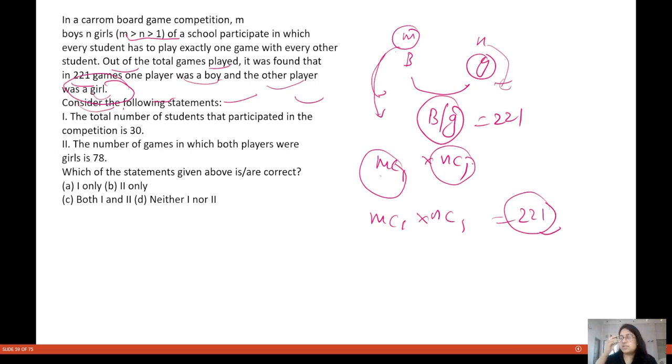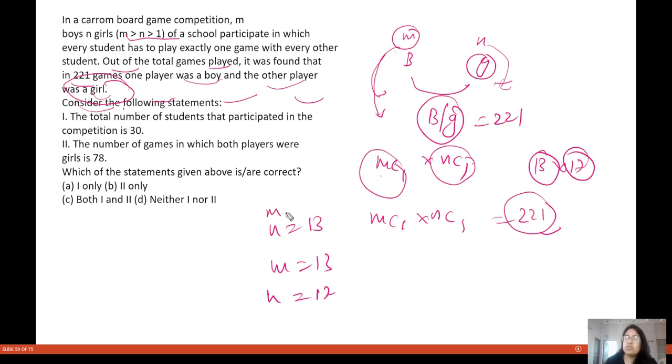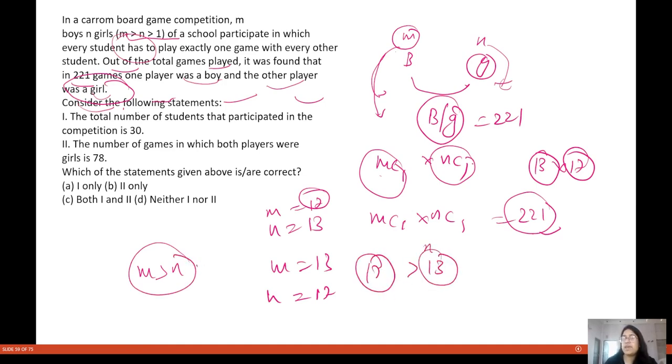Now we factorize this. We found out that it has only two prime factors, 13 into 17. So there is only one possibility: either the number of boys is 13 and the number of girls is 17, or the number of girls is 13 and the number of boys is 17. But it is already given to us that the number of boys is greater than the number of girls, so we consider the number of boys as 17 and the number of girls as 13. Now it is asking the total number of students who participated in the competition. So we have 13 plus 17, that is 30.